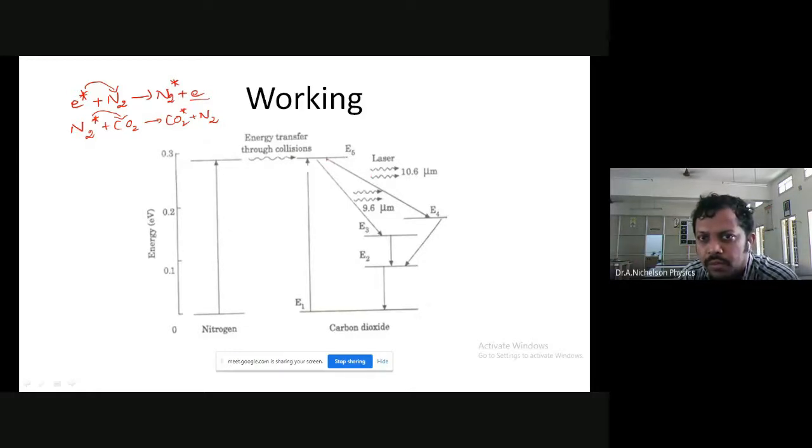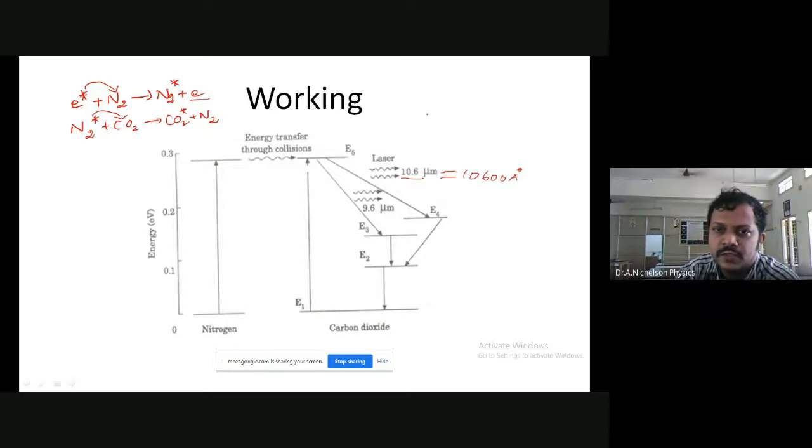Now, here itself, stimulated emission takes place by the population inversion. There is a transition between E5 and E4. In that case, the laser is emitted at 10.6 micrometer, which is also equal to 10,600 angstrom. Okay, 10.6 micrometer. And for the transition E5 to E3.